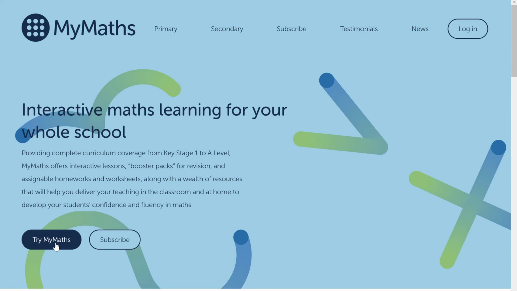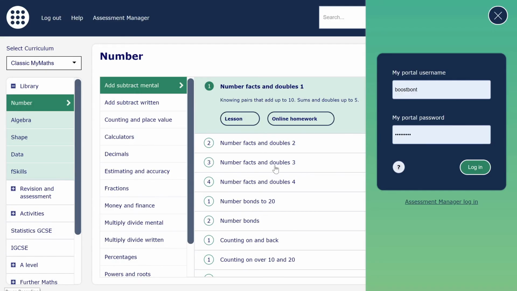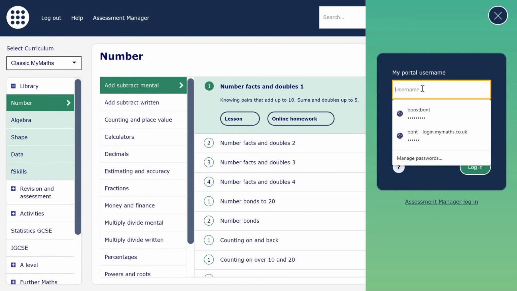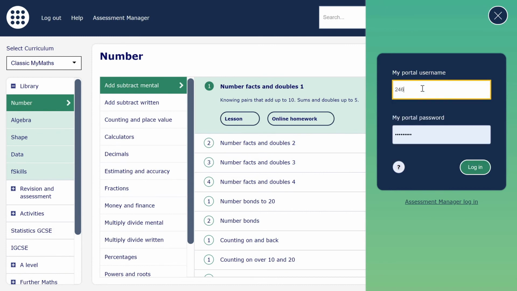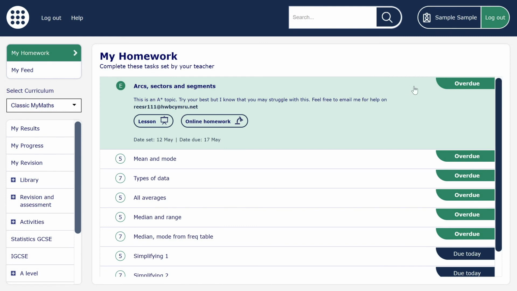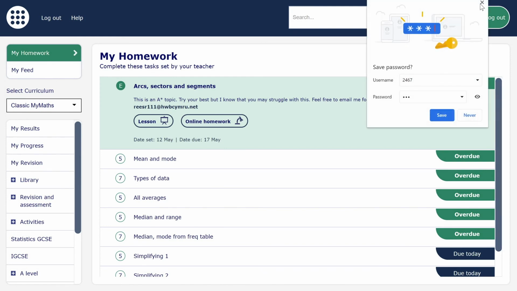Google MyMaths or type in www.mymaths.co.uk, log in using the school username and password. If this decides to work, my Wi-Fi must be running slow. Then when you get into MyMaths, you need to have your own personal username and password. So we all have different usernames and passwords for this that we can access and complete our online homework, which is then sent to your teacher.